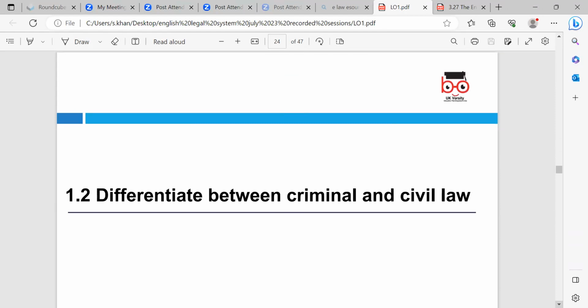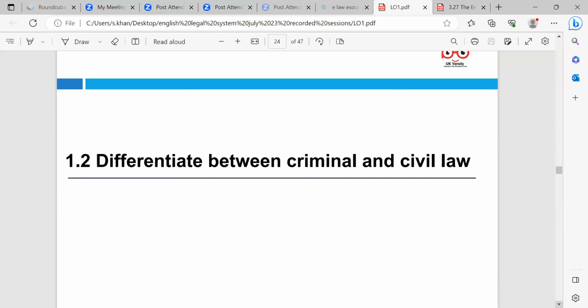Now we've looked at the procedure for how a bill is to be passed before it becomes a law, and went through the different stages in the House of Commons and House of Lords. Now we're looking at 1.2, which is to differentiate between criminal and civil law.